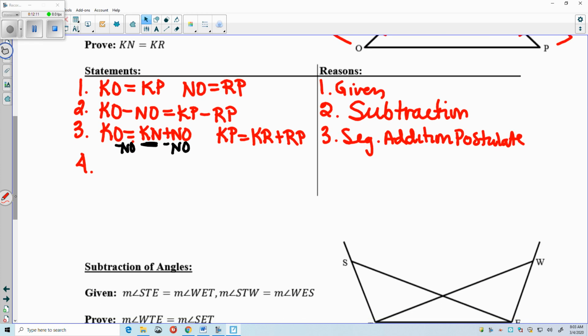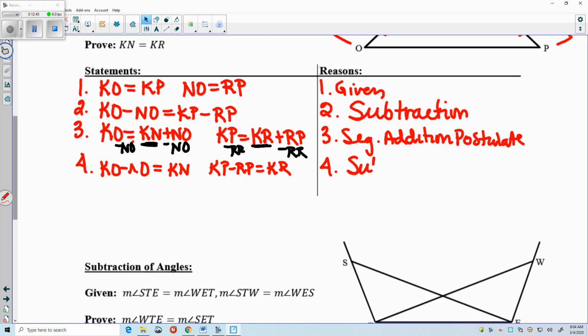So now I have something that looks like KO minus NO is equal to KN. And I'm going to do the same thing on this side, knowing I'm trying to prove KR. I want to get KR by itself, so if I can remove RP from each side, okay, so I have KP minus RP is equal to KR. Well, if that was algebra, I would say to you, what did you do? You would say, oh, I had to subtract. All right, well, that's what we did. So here's a different way of doing subtraction.